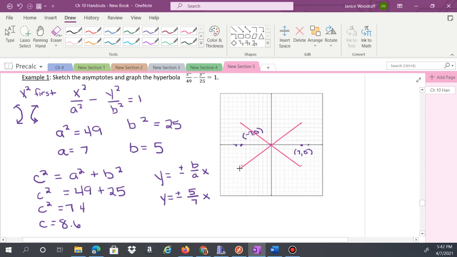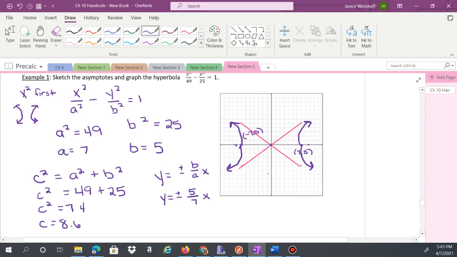Let's see here. There we go. Okay, so those are the asymptotes. So then if I am drawing this hyperbola, we're just going to skirt along these. It's not going to curve quite yet. Roughly looking like this. Very, very roughly, because I have a hard time drawing on this.